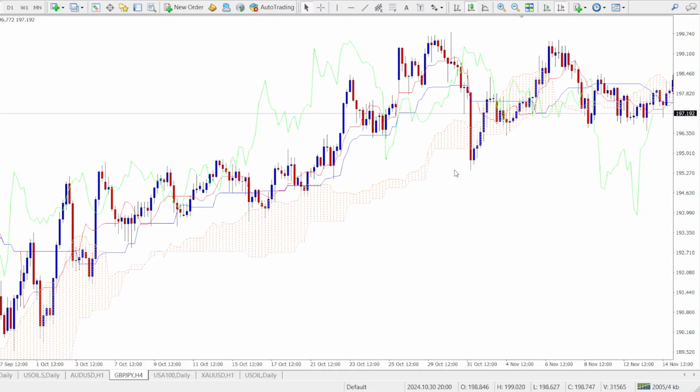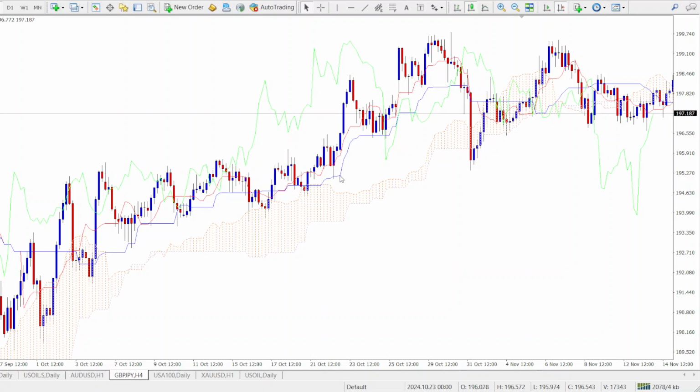This is a technical indicator that provides a comprehensive view of market trends, momentum, and support and resistance levels. It was created by Japanese journalist Goichi Hosoda back in the 1930s. While its name translates to one look equilibrium chart, we like to call it a one-stop shop for Forex analysis. Let me just break it down real quick. Let's break the Ichimoku Kinko Hyo into 5 main components.